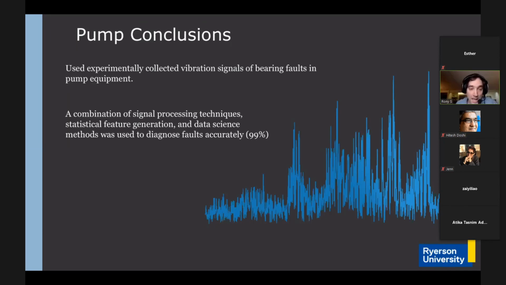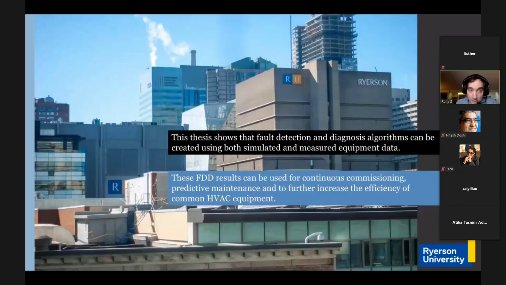For the pump, experimental data was used for pump fault detection and the experimental data was of bearing failure. And using a combination of signal processing techniques, statistical feature generation, and various data science methods, I was able to get a very high accuracy of roughly 99% using these methods. And overall, this thesis shows that fault detection and diagnosis algorithms can be created both using simulated and measured equipment data, and both of these achieve a high level of accuracy.